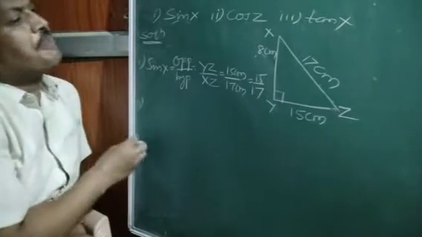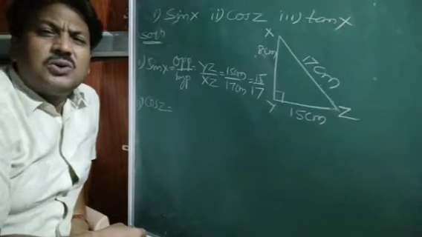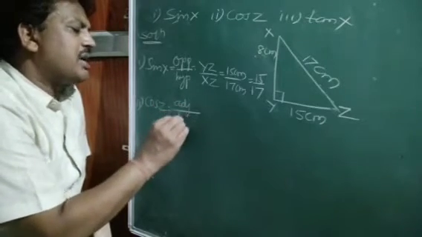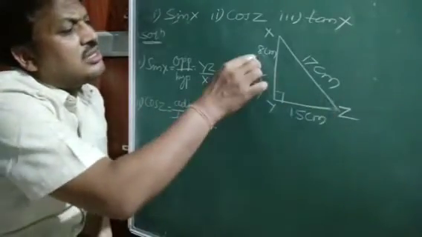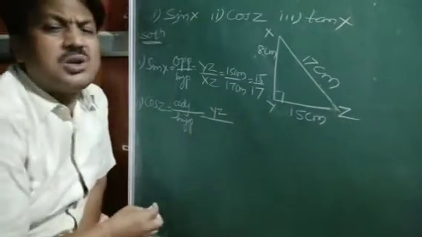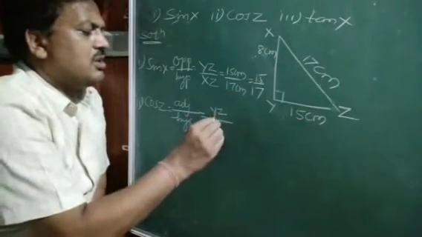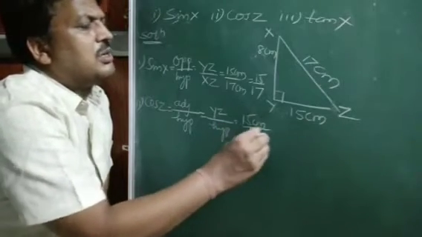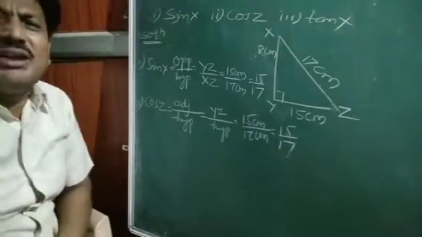Number 2, cos z. Cos theta formula is adjacent upon hypotenuse. With respect to z children, this is the opposite, this is the adjacent, that is YZ. Don't get confused here. Clear your concept. With respect to z: opposite, adjacent, hypotenuse. So adjacent is 15 centimeter, hypotenuse 17 centimeter, that is 15 upon 17 children.